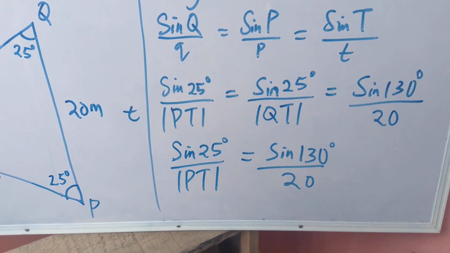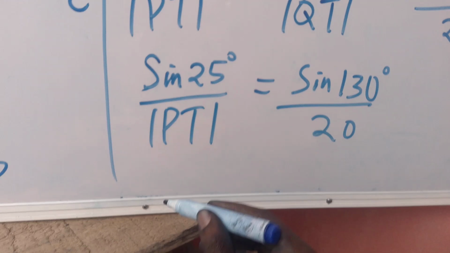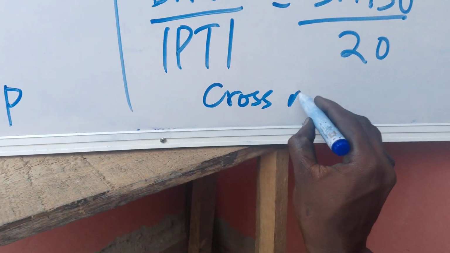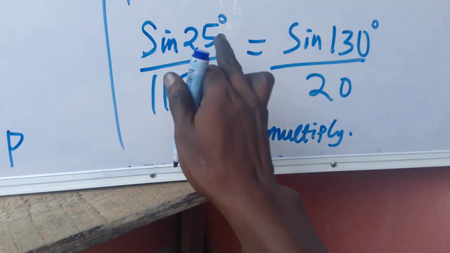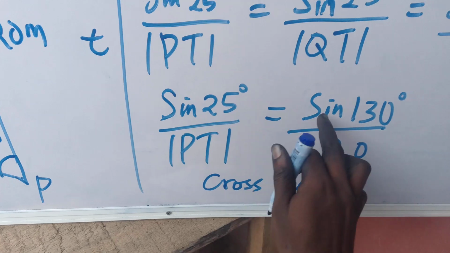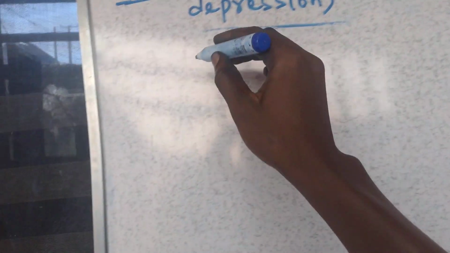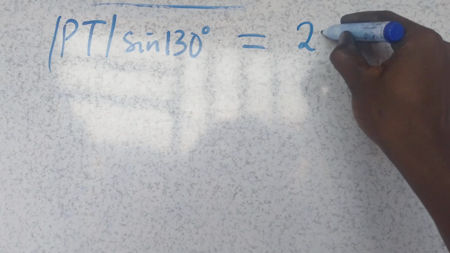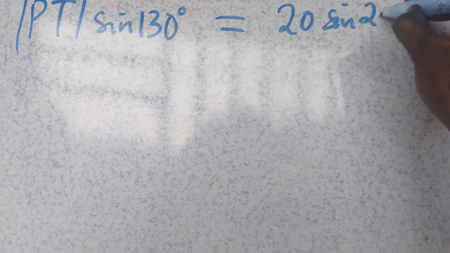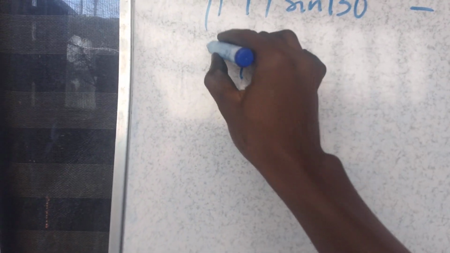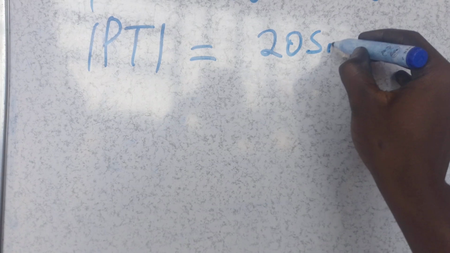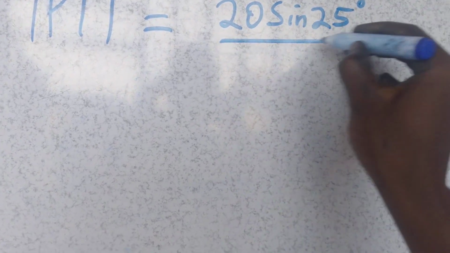I cross multiply. If I cross multiply now, this times this, and this times this, I'll have distance pt sine 130 degrees equals 20 sine 25 degrees. So if I make pt subject of formula, distance pt now equals 20 sine 25 degrees divided by sine 130.